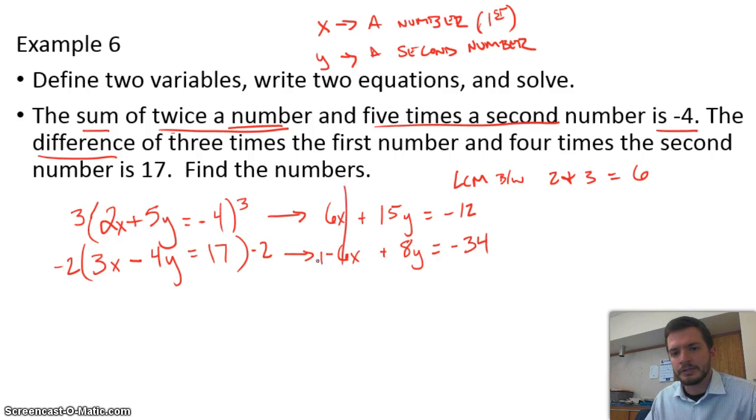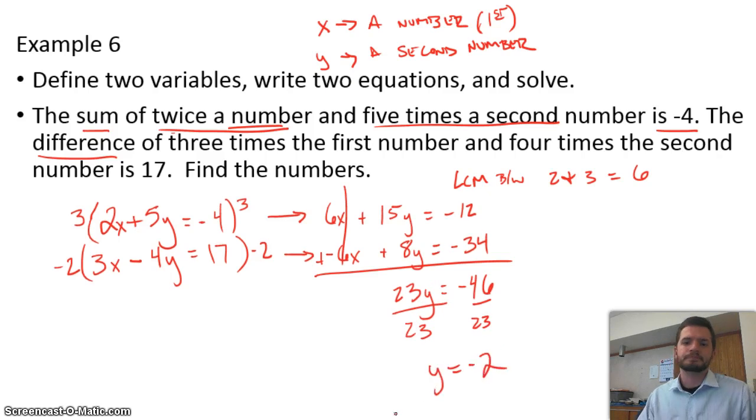So eliminate my x's, add everything else up. 15y plus 8y is 23y. And -12 plus -34 is -46. So we will divide by 23. So y equals -2. And the last step, you're going to take your -2 and plug it back in.